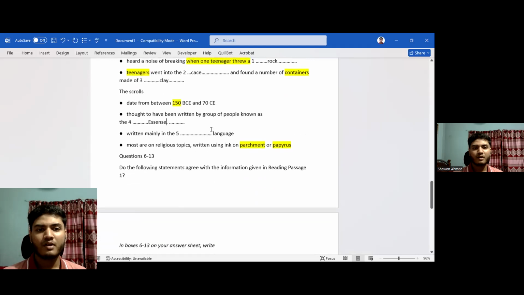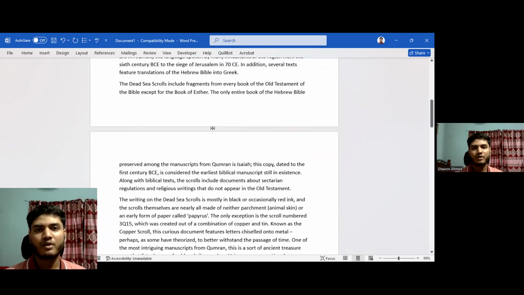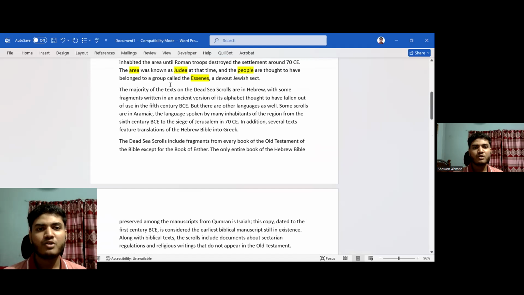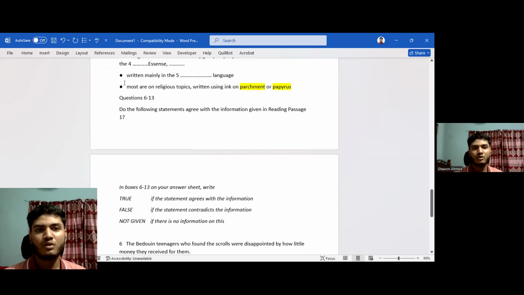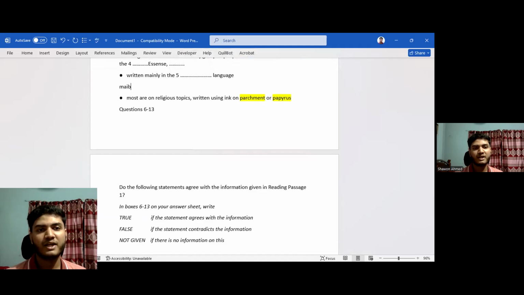Essenes. Okay. And then we need to find out what the language is. The majority of the text in the Dead Sea Scrolls is in Hebrew. Yes, that is the answer. As you can see, they use a synonym. The majority of the text is written in Hebrew, and in the question we are told "written mainly," which is a synonym of majority. If I say mainly, it means majority. So that is why it is written in Hebrew.